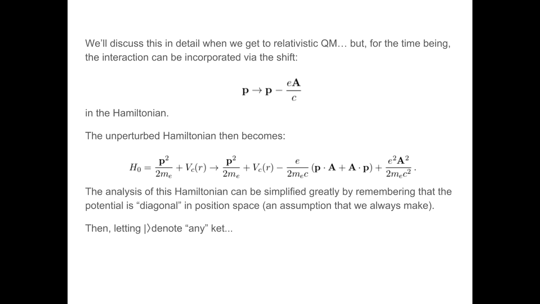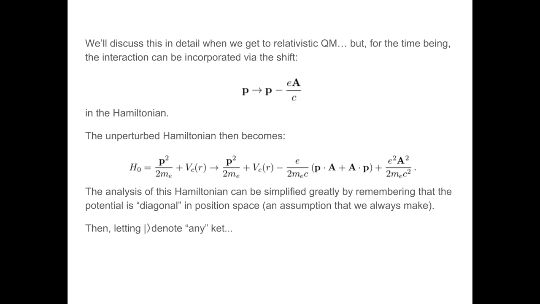Right. So if you remember when we first introduced the ideas of potentials and working in position space, we said that we would always assume that our potential is diagonal in position space. In other words, there are no off-diagonal terms if we were to write this operator down in matrix mechanics, right? So this is an assumption that we always make, right? So that means that if I want, I can use a little trick here.